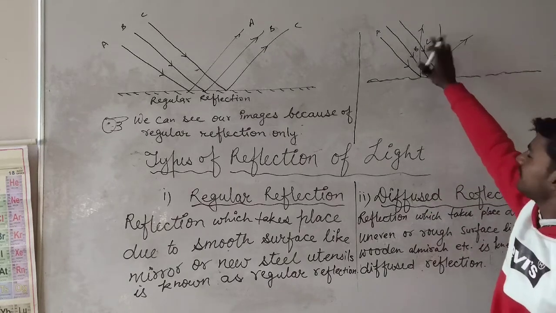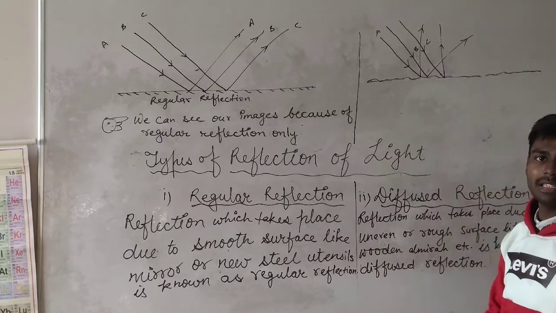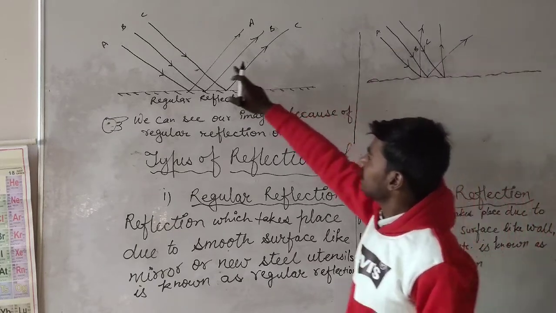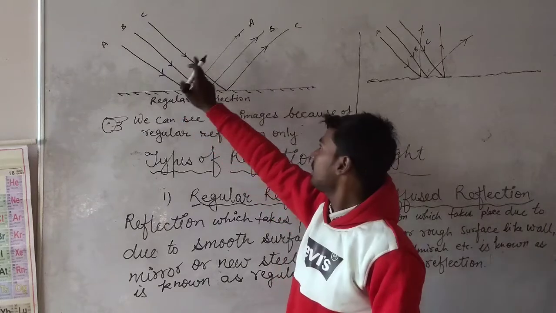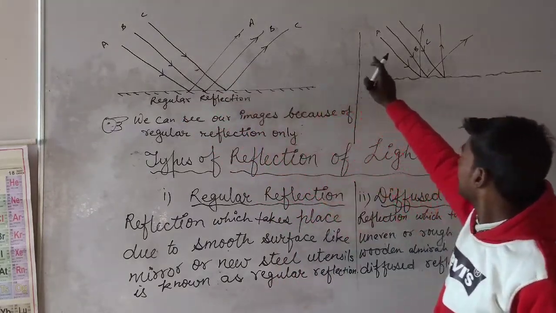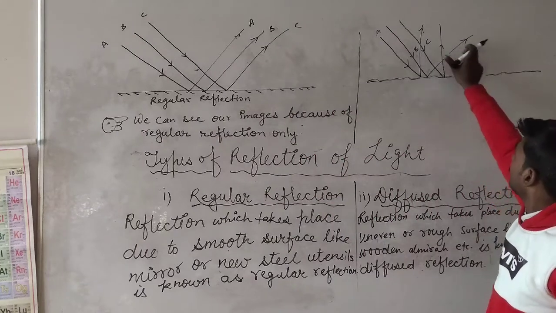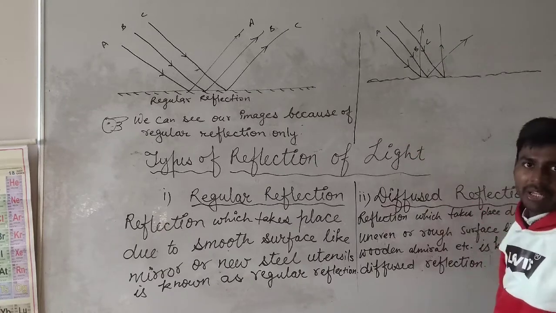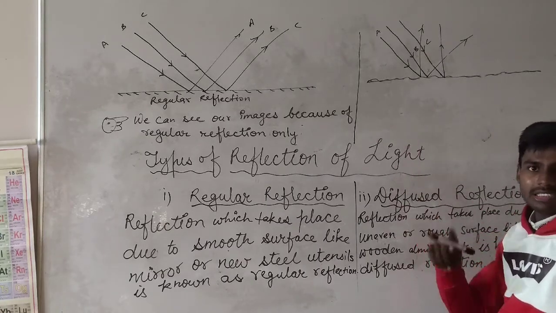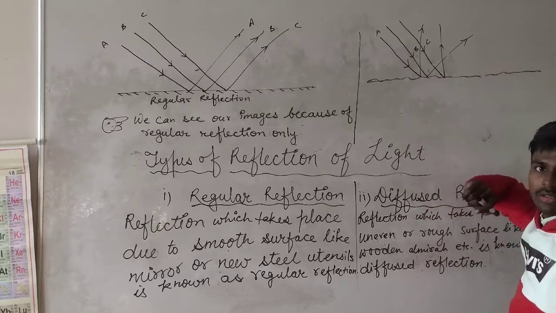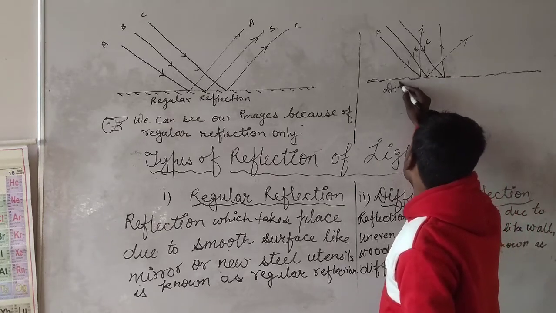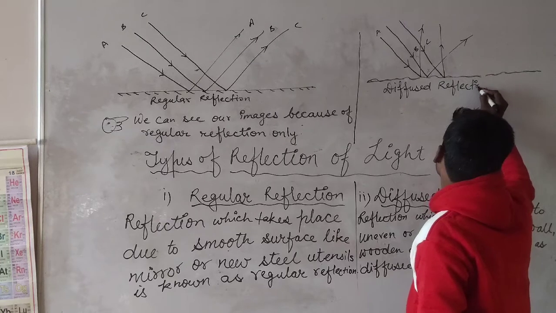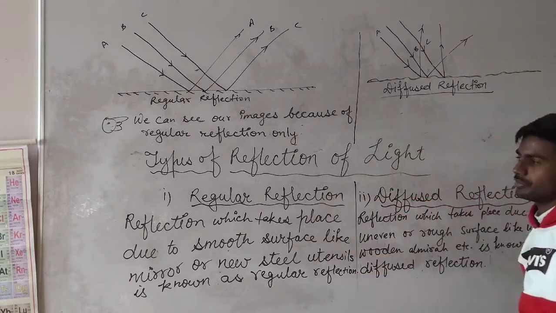It is not necessary that they will always go like this, but they will move in a random way. One thing is very important and fixed: they will not follow their pattern. Here they were coming in parallel and also returning in parallel. But here they are coming in parallel, but they are not going in a parallel way. The difference is their reflection. So we say this is the example of diffuse reflection.